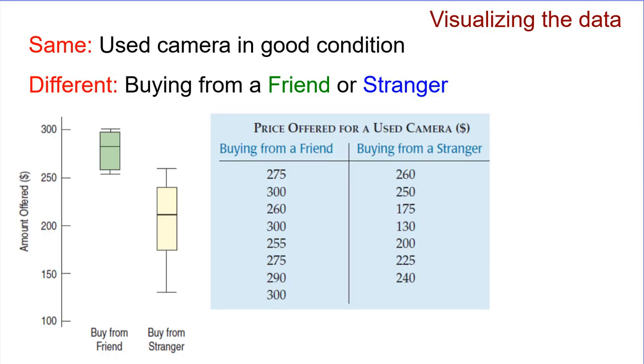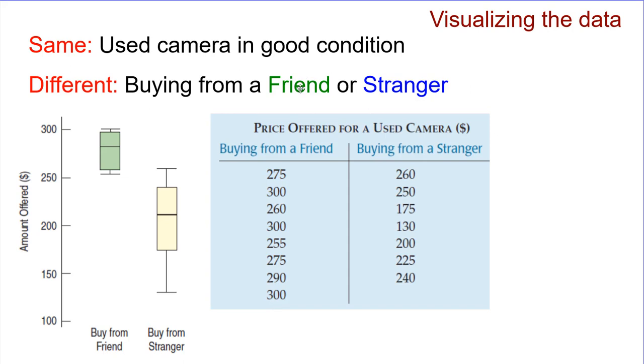So the price offered for a used camera when buying from a friend, here are those values, and here are the other values here. Notice they're not the same exact sample size of people that fell into the 2 different treatment groups. That's totally fine. It just tells us that we'll probably have a different sample size. So the sampling distribution model might have a smaller standard deviation because we're dividing by the square root of n. So if we have a larger sample size, then that might come into play. It was the same used camera in good condition. The only part that was different was whether or not they were told the treatment group of buying from a friend or buying from a stranger.